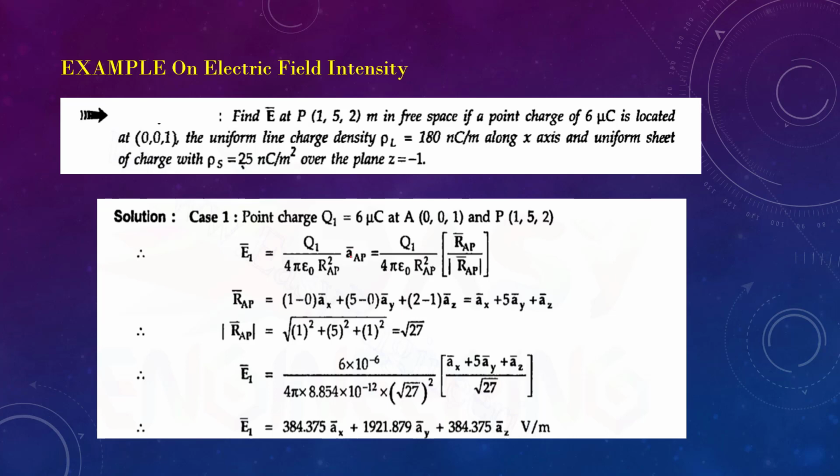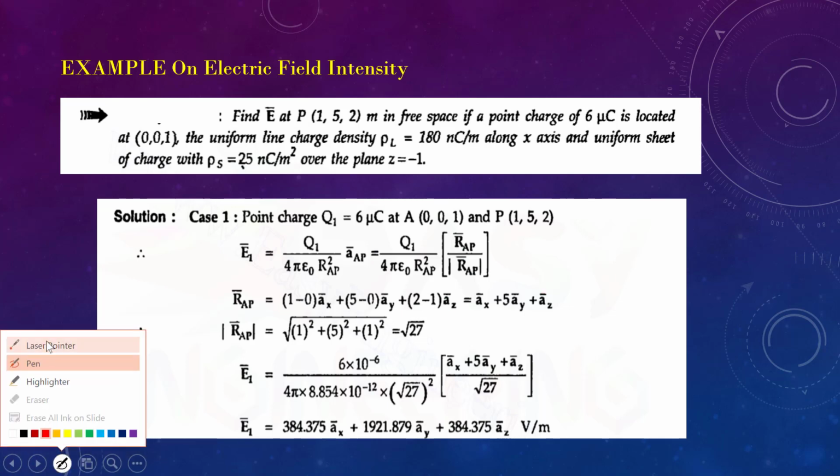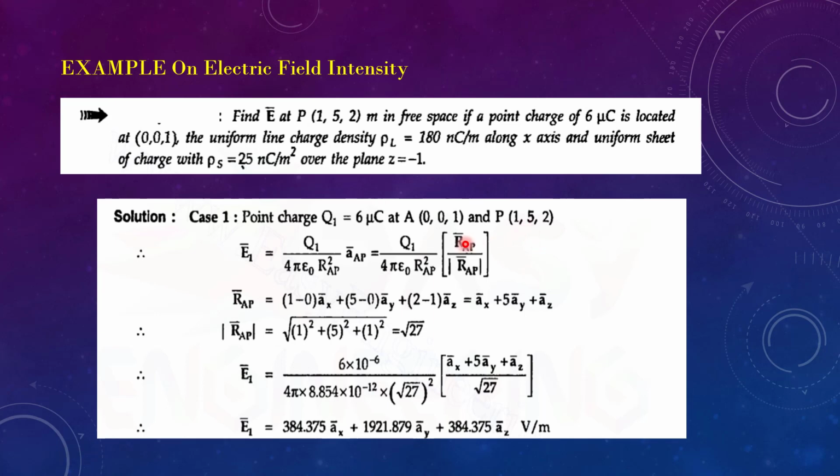A cap RAP, we already know that it is the vector divided by its magnitude. So it is RAP vector, here it is shown like this: RAP divided by magnitude of RAP. Then what is RAP? It is point P minus point A, right? So point P is 1 comma 5 comma 2 and point A is 0 comma 0 comma 1. So we'll subtract it and we'll find RAP.